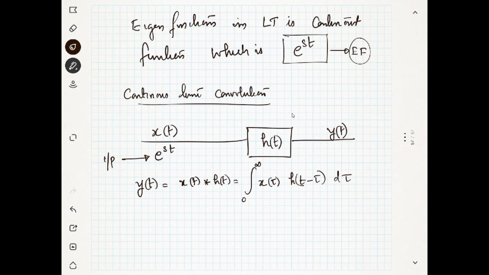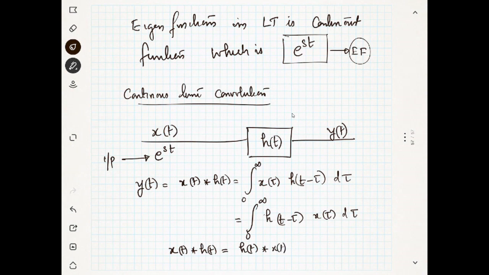Now, you can see I can represent the convolution in different ways. Another way is I can represent it like this: h of t minus tau into x of tau d tau. Both will give you the same results. You might have studied that x of t convolution h of t is equal to h of t convolution x of t. This is a property of convolution. If you change the order, it will give you the same result.